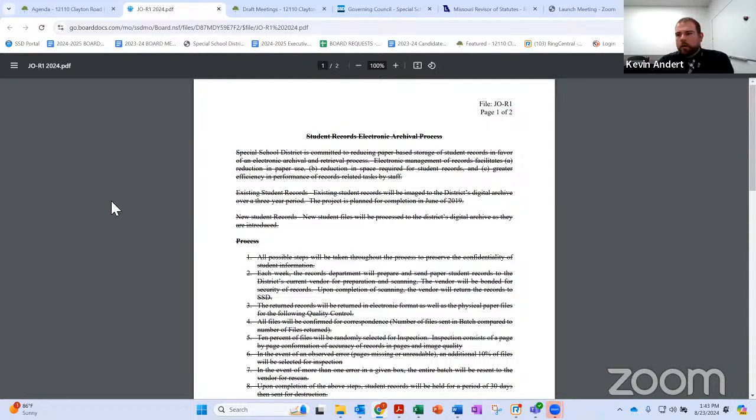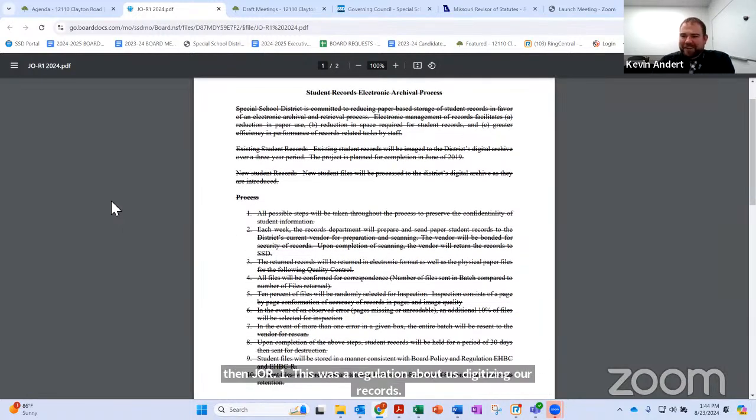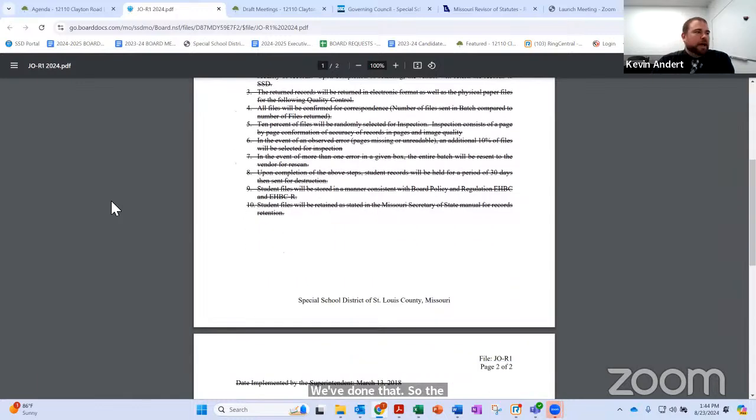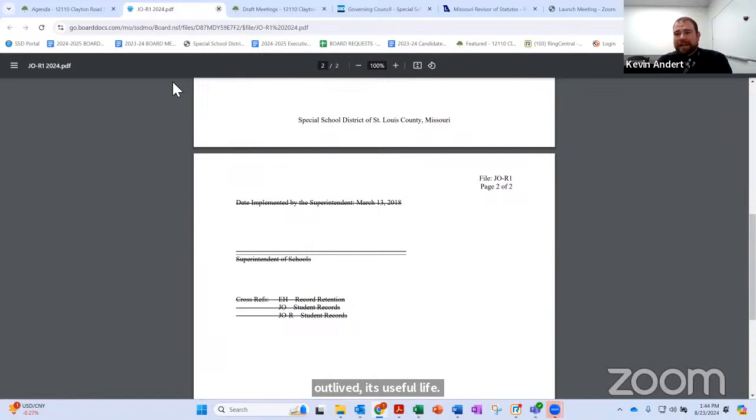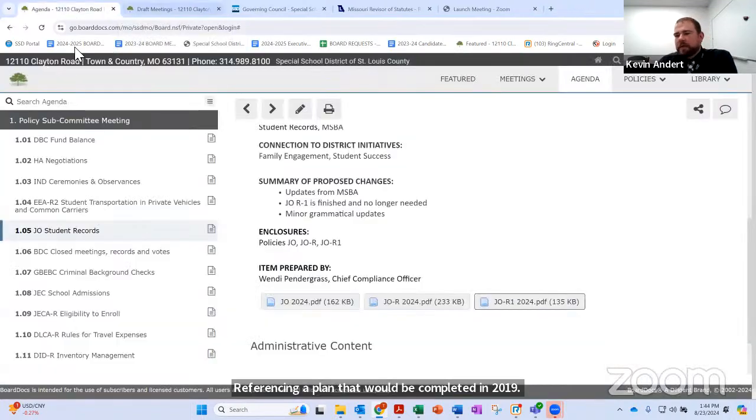And then JOR1, this was a regulation about us digitizing our records. We've done that, so the regulation really has outlived its useful life. Referencing a plan that would be completed in 2019. And it was completed. So everything at least lives on microfiche or another digital form.